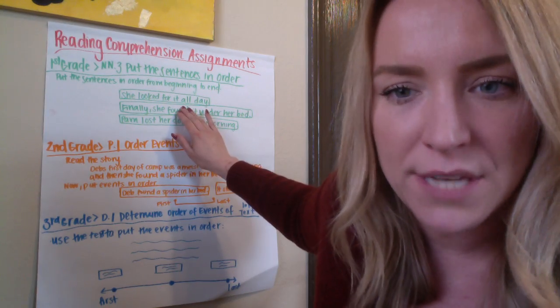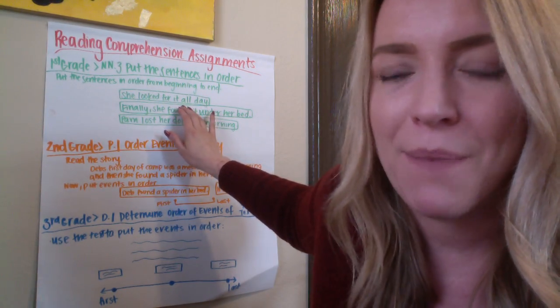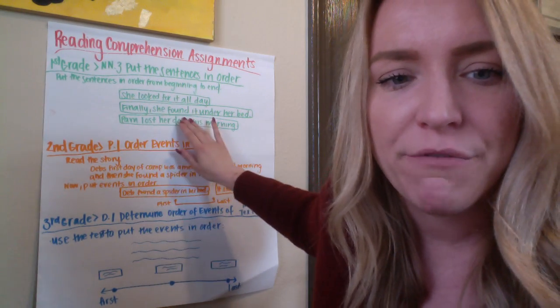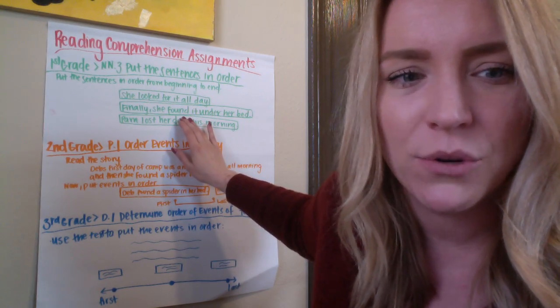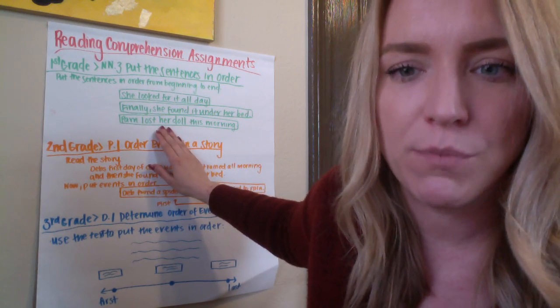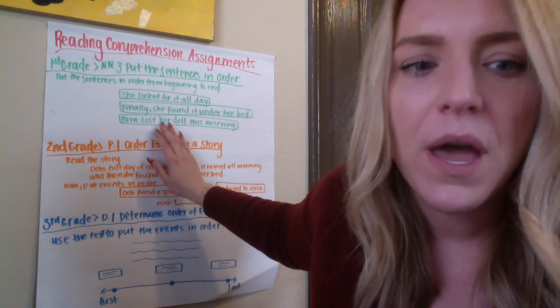So we have, she looked for it all day. All right, I don't know what she looked for. I'm kind of confused. So that's probably not the first sentence. Finally, she found it under her bed. All right, I have a little bit more information, but I still don't know what she's looking for. Pam lost her doll this morning. All right, now I know what's going on.